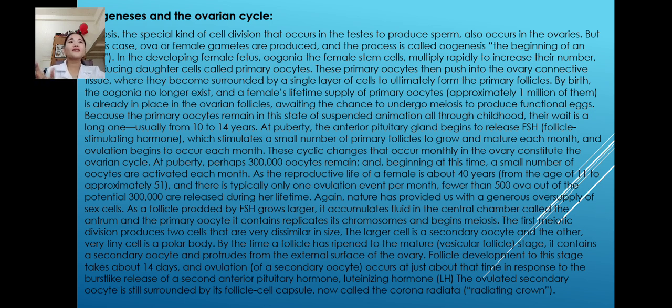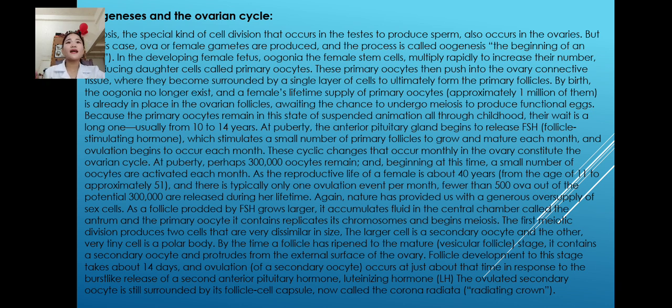Again, nature has provided us with a generous oversupply of sex cells. As a follicle stimulated by FSH, or the follicle stimulating hormone, grows larger, it accumulates fluid in the central chamber called the antrum. And the primary oocyte it contains replicates its chromosomes and begins meiosis. The first meiotic division produces two cells that are very dissimilar in size. The larger cell is the secondary oocyte and the other very tiny cell is a polar body.